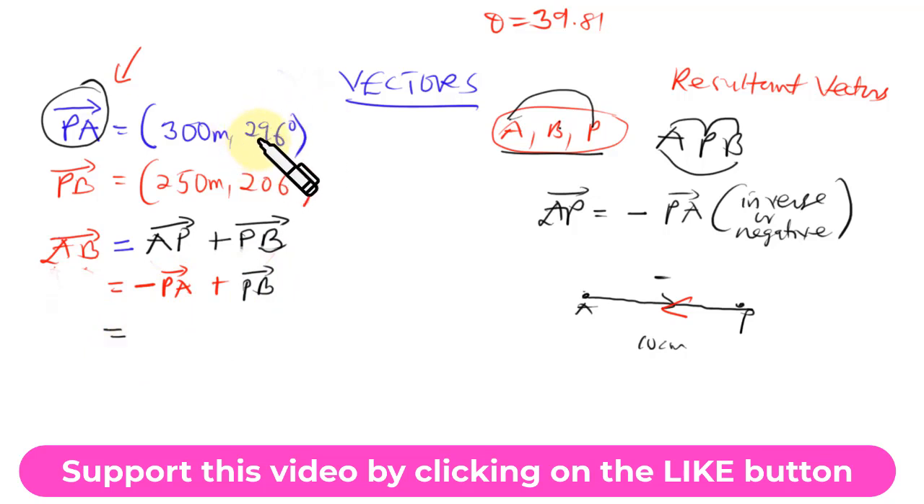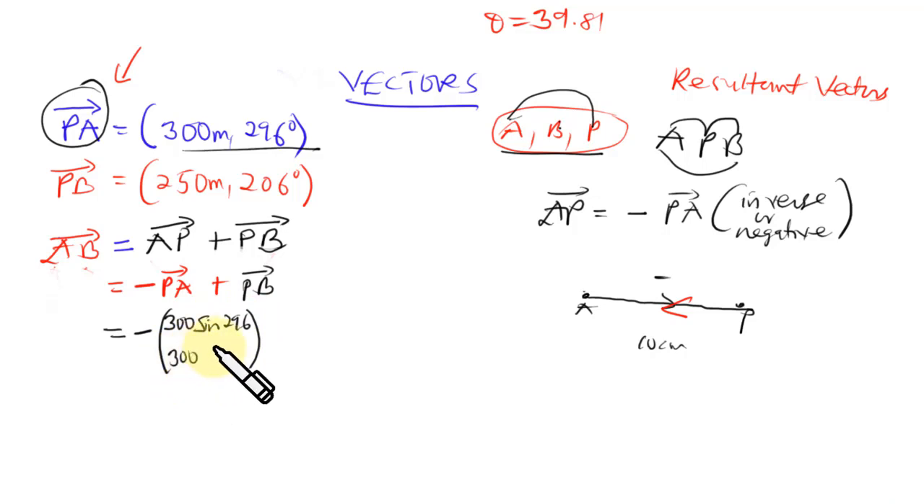These vectors have been given in a form we call magnitude and bearing, so I want to express them in column or component form. Let me put the negative sign here and express the vector PA in its component form. You write the distance 300, the magnitude of the vector, then you add sine of the angle, that is 296. Then you also write 300, then cos of the angle 296. Plus, I'll go to the vector PB.